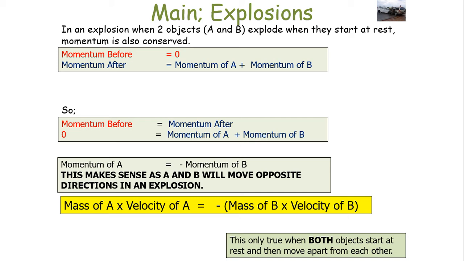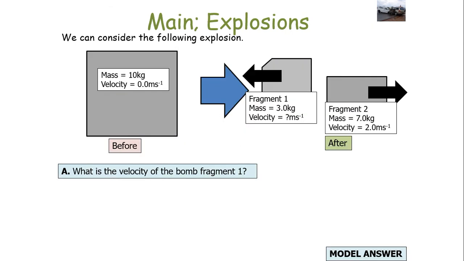This makes sense because A and B move in opposite directions, so you can work out a value that you require. For example, what's the velocity of bomb fragment 1 in this particular situation? Well, you remember that the total momentum afterwards must equal the total momentum before, and if it's 0 before, because 10 times 0 equals 0, it must be 0 afterwards. So to get to 0, fragment 2 must equal fragment 1, where fragment 1 is negative because fragment 2 is positive.